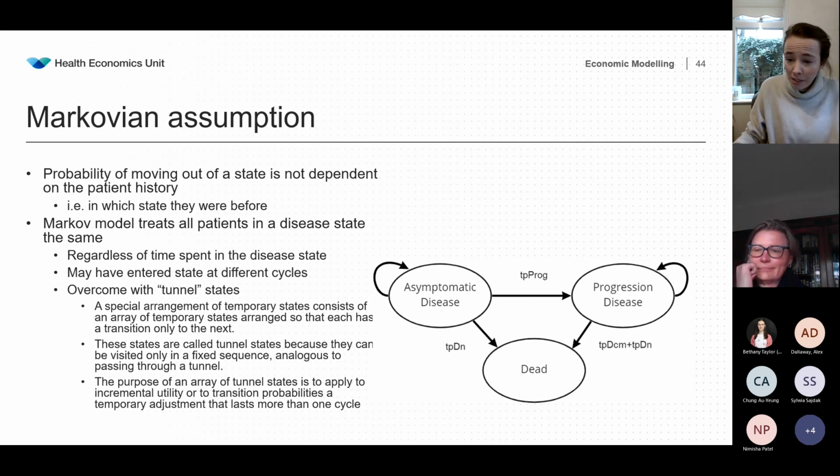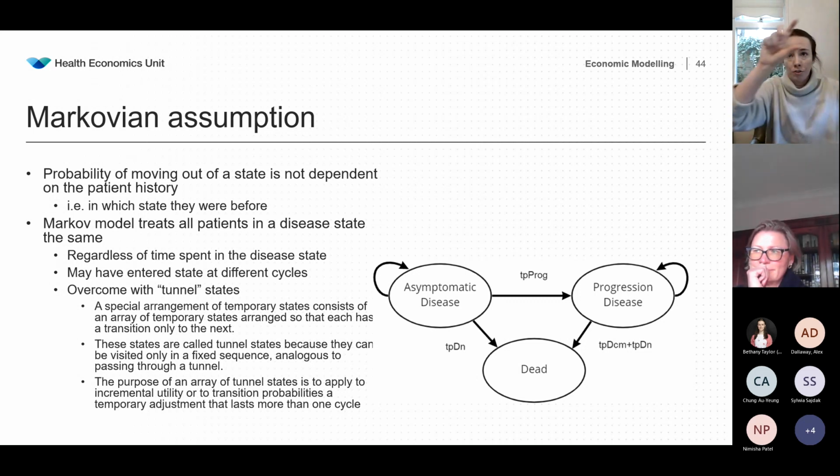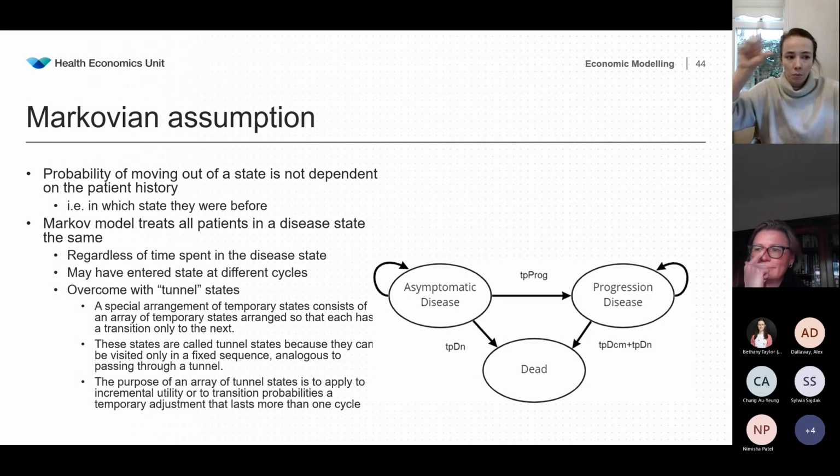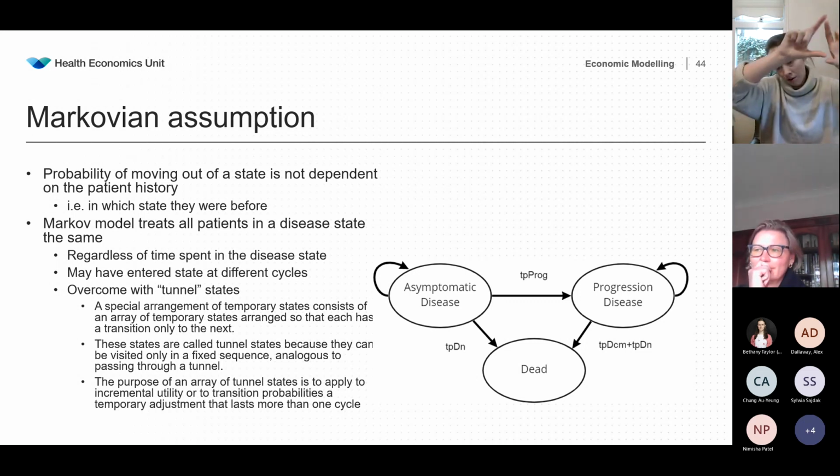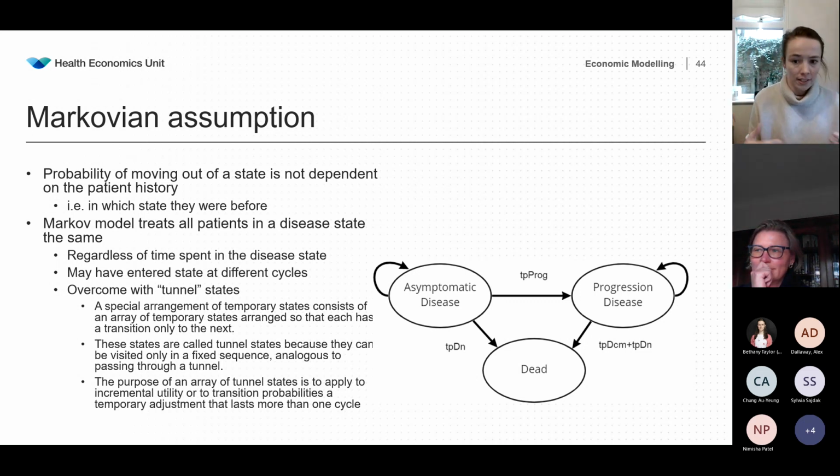You can overcome this with things like tunnel states, which we won't go into a ton, but basically they create fixed sequences. Like going through a tunnel, in order to get from one circle to another, you have to go through a series of events to get to the other circle. That adds a lot of complexity into the models, but it can be done.